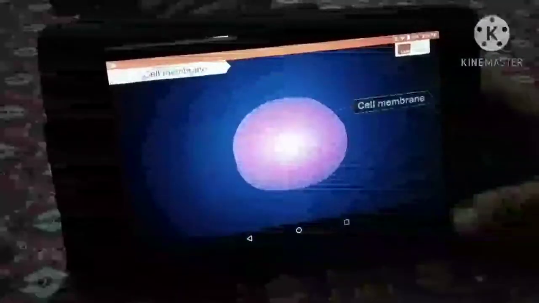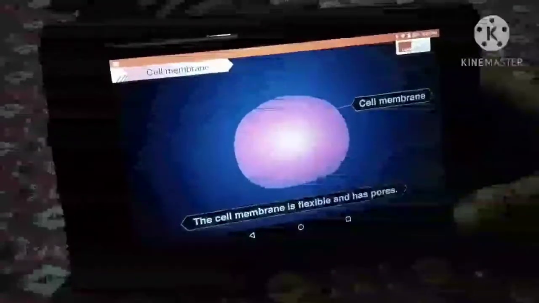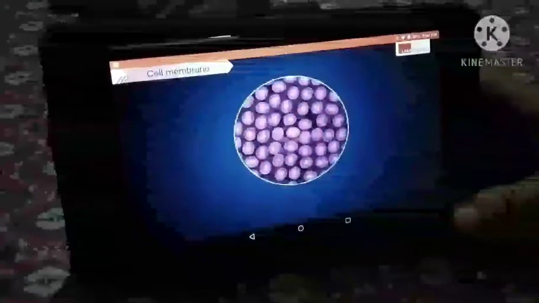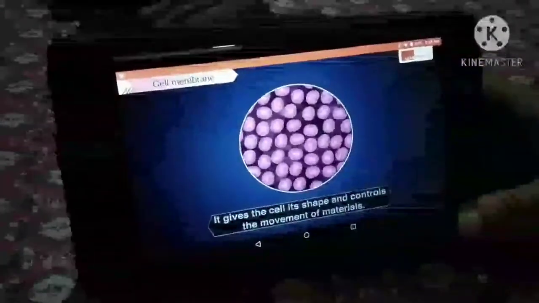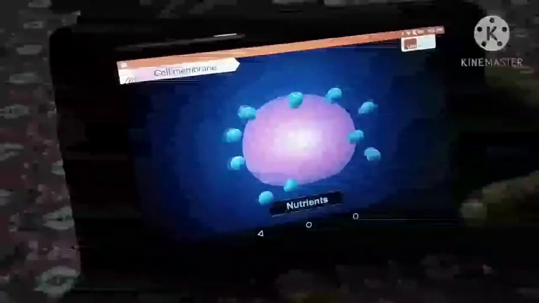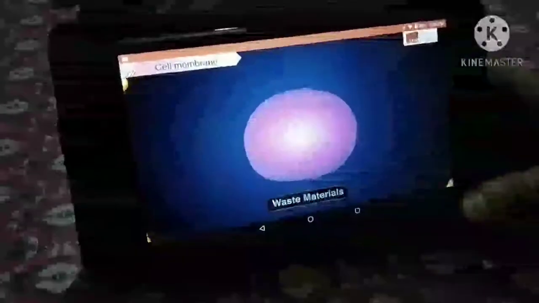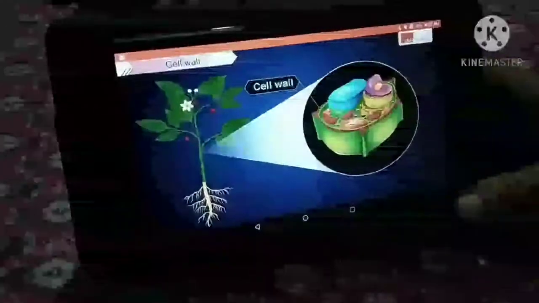They have a cell membrane, which is a flexible wall with pores. The membrane separates one cell from another. It gives the cell its shape and controls the movement of materials in and out of the cell. For example, it allows nutrients to pass in and waste materials to pass out. In addition to the cell membrane, plant cells also have a cell wall which surrounds the cell membrane.